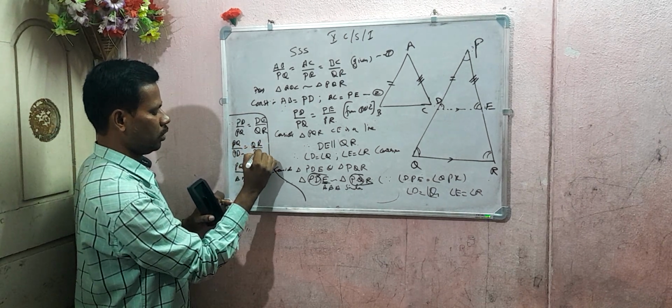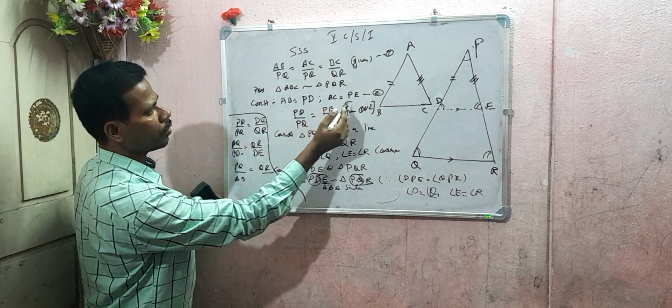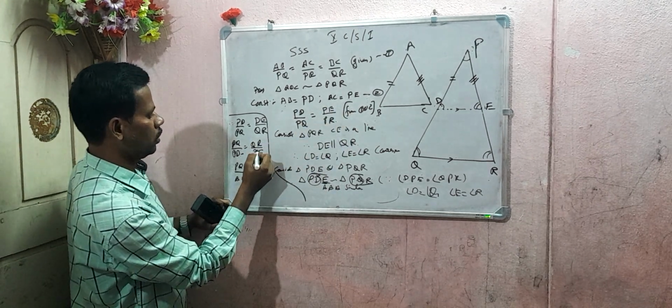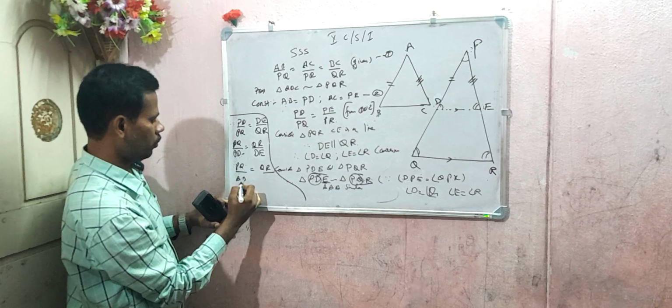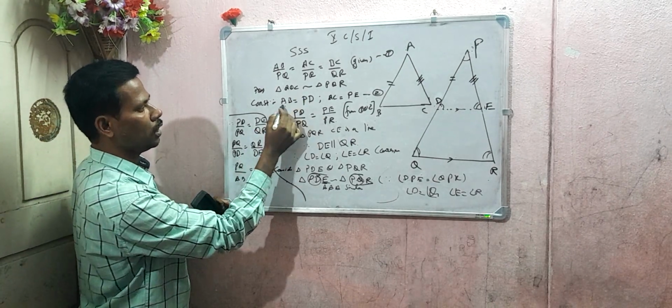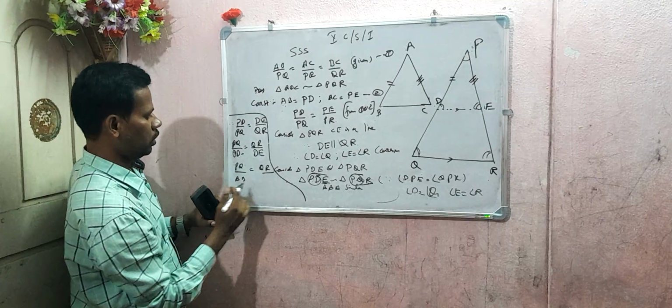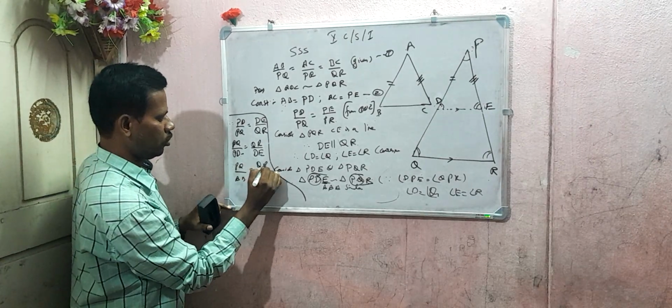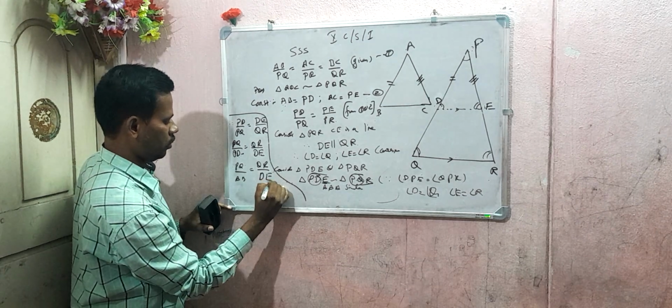QR by DE, I'm sorry. In place of QR, what you can write? PQ by AB, PD I have written AB, and leave it like this, QR by DE.